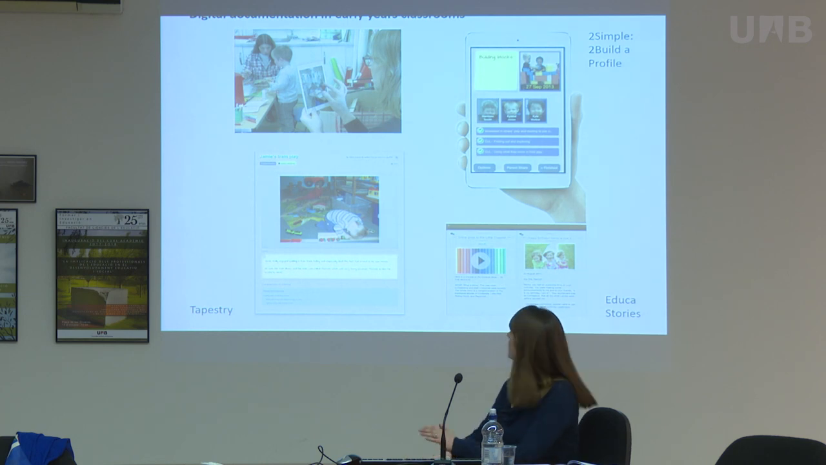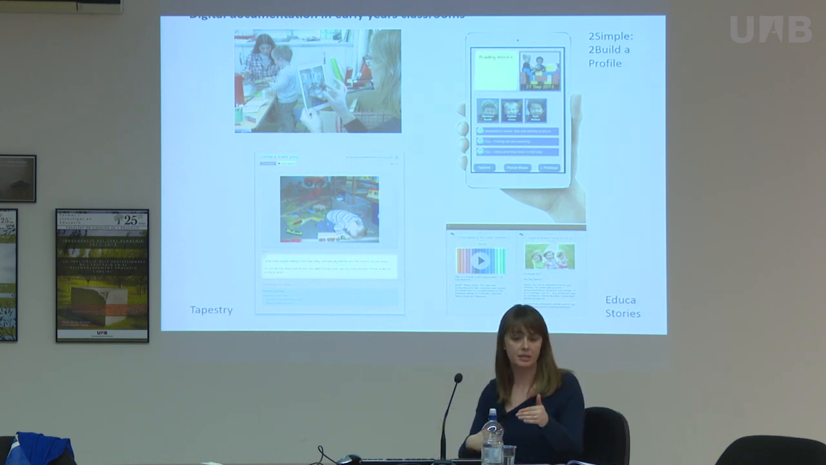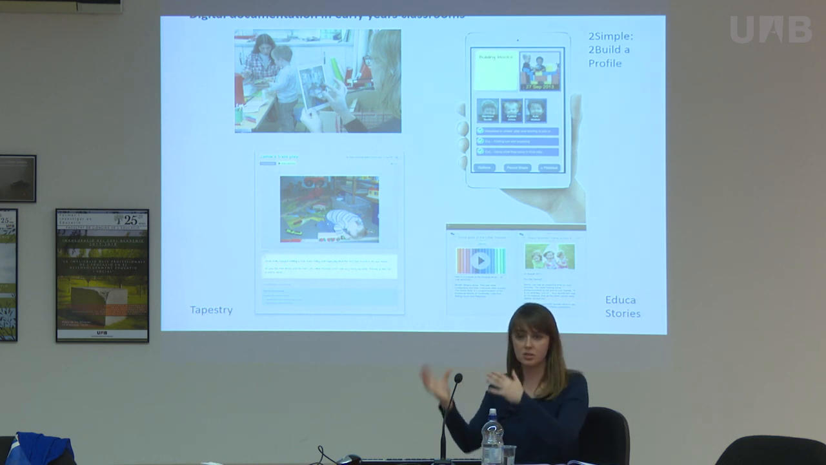So these are some that are used in the UK, Tapestry, To Build a Profile. They're software companies who have developed learning journey apps or online learning journeys, sometimes they call them, where the aim is to create digital observations that then get shared with parents and sometimes the children themselves as well.